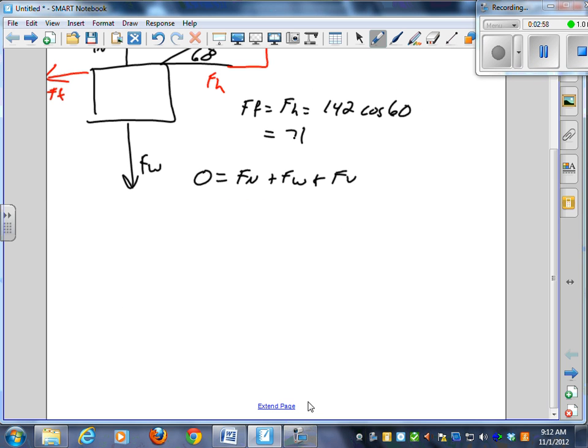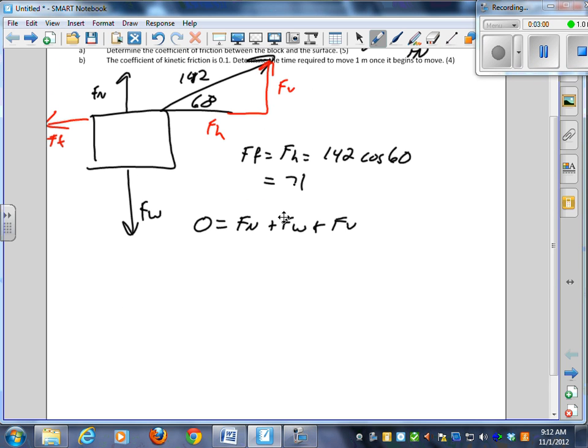So now let's fill in what we know. Now we don't know the weight force yet, do we? So I've got to squeeze that in here somewhere. 45 times 9.8 is 441.